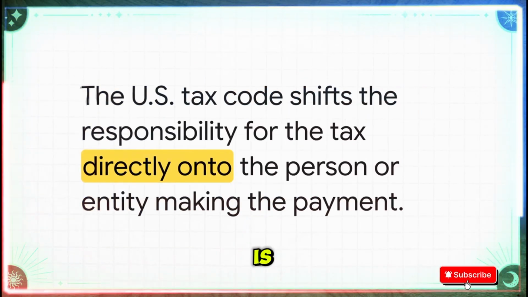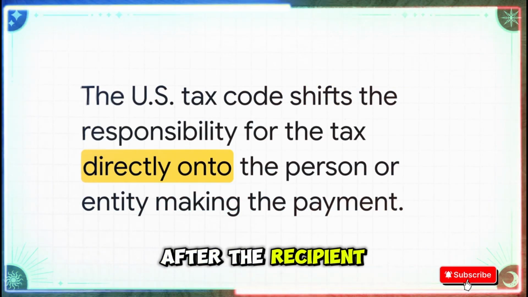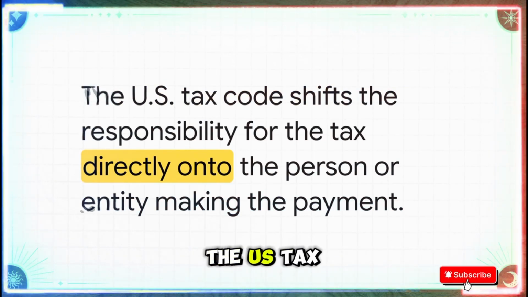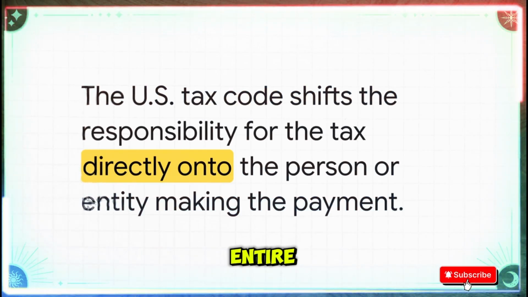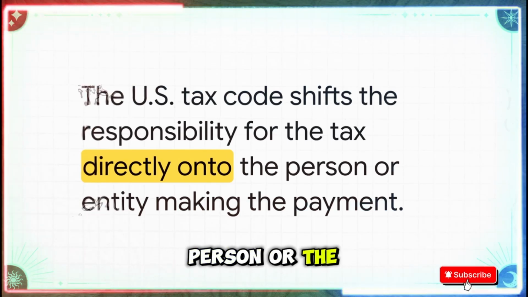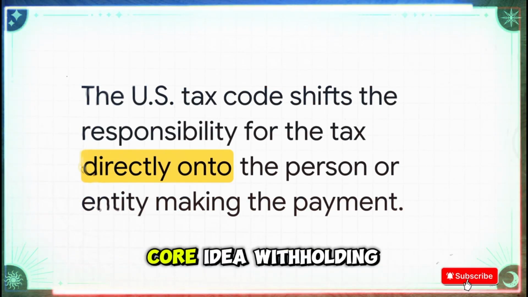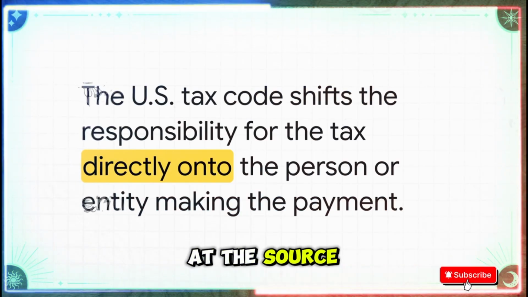And here it is. The solution is actually pretty clever. Instead of going after the recipient all over the world, the US tax code shifts the entire responsibility for the tax directly onto the person or the company that's making the payment in the first place. This is the core idea: withholding at the source.